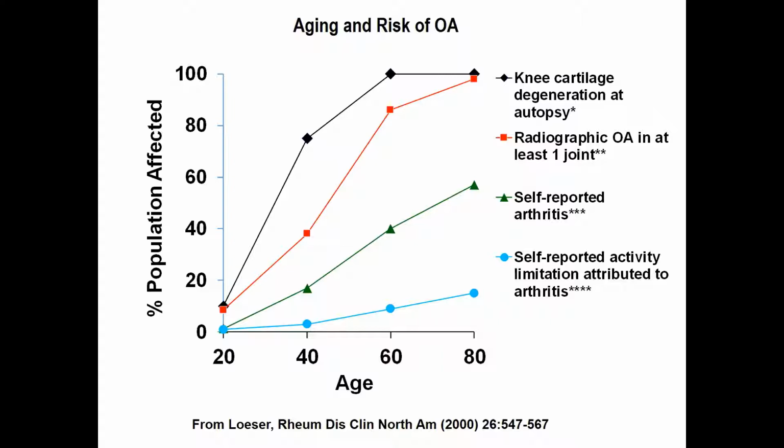If you look at self-reported arthritis, people that have symptoms and may have some problems with function, that's about half of what people have in terms of just radiographic OA. So you can have some early radiographic changes and no symptoms at all. And then if you look at self-reported activity limitation, where arthritis is bad enough that it interferes with their activity, you can see it goes up with age, but it's a lot less common than the radiographic OA.